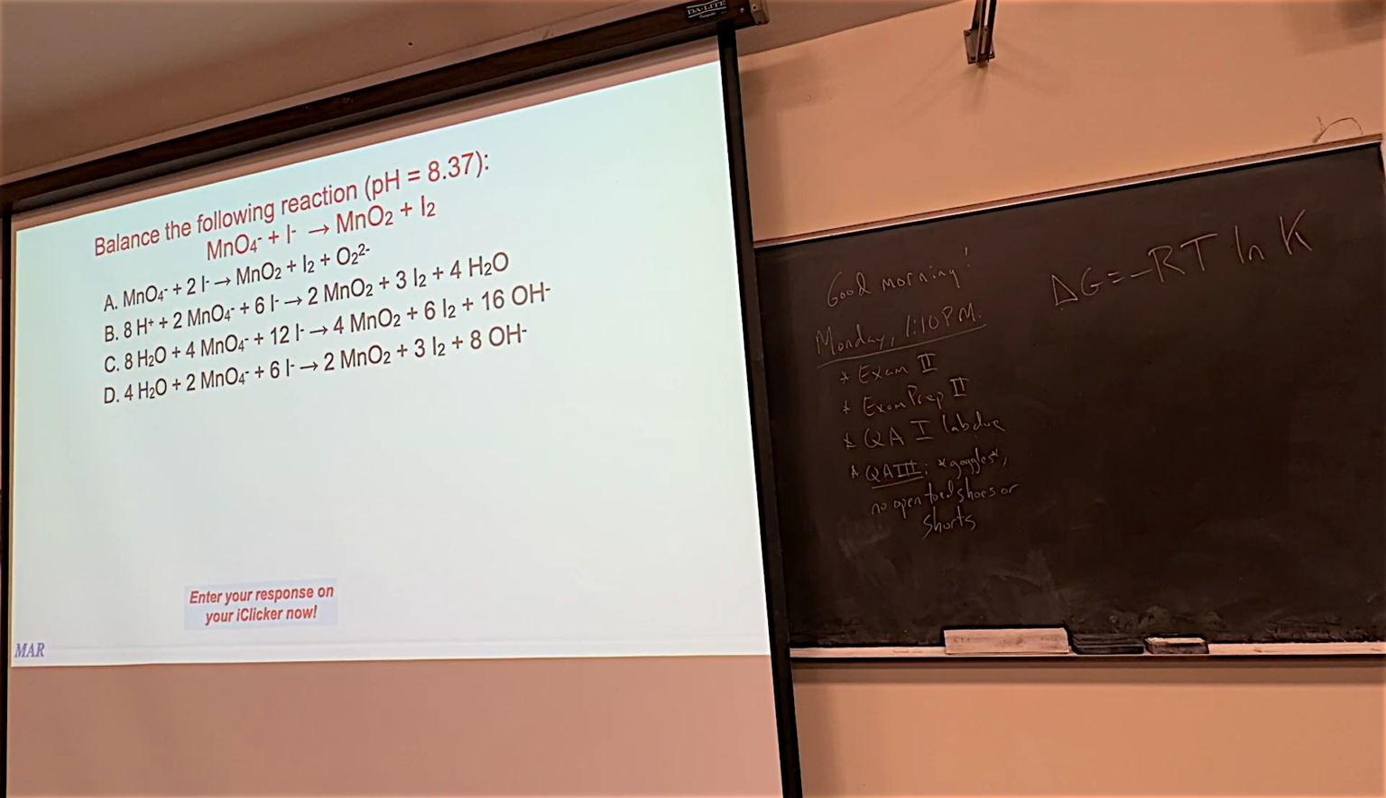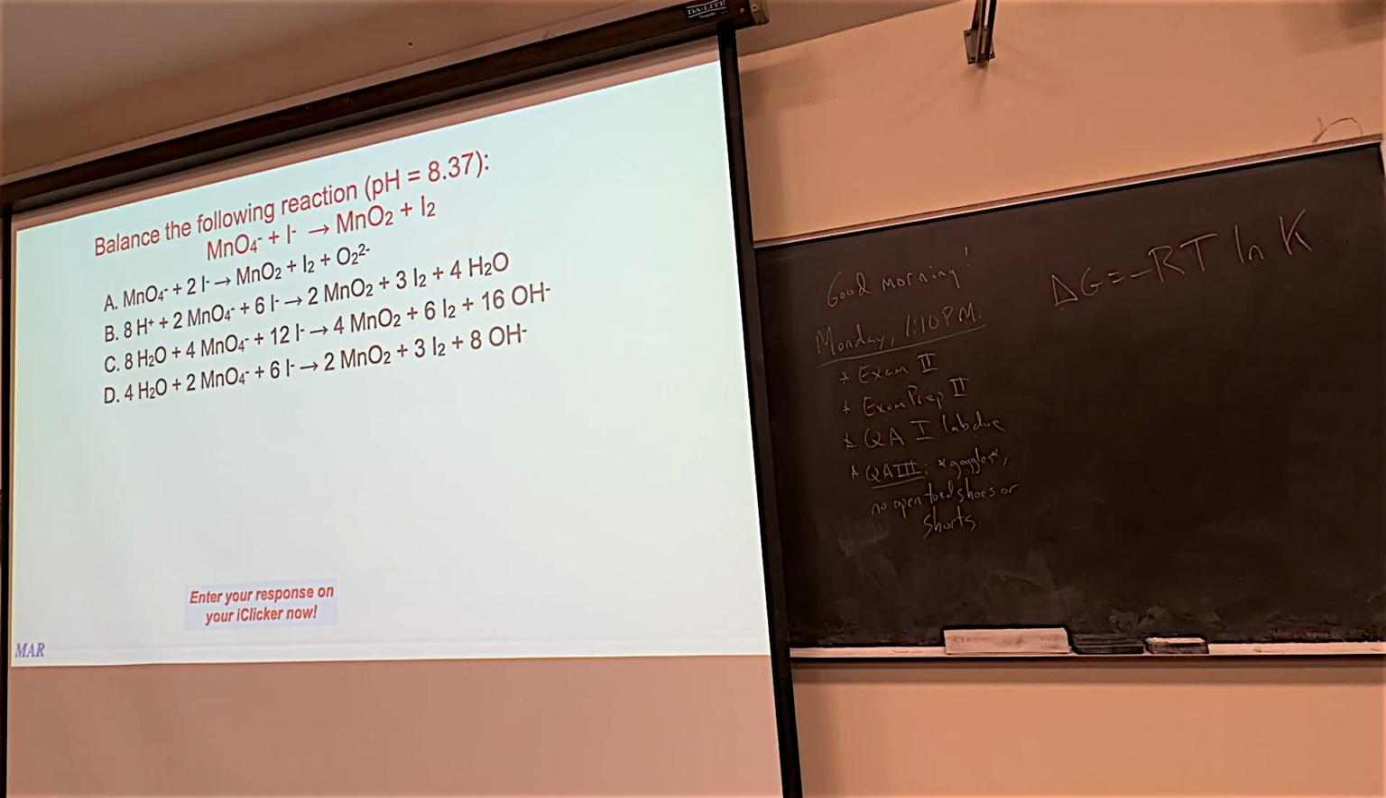Okay, so here comes the beasts. Balancing redox reactions. This is an example of taking permanganate and iodide and making manganese 4 oxide and iodine, excuse me. I'd like you to balance it, but I'd like you to balance it at a pH of 8.37.